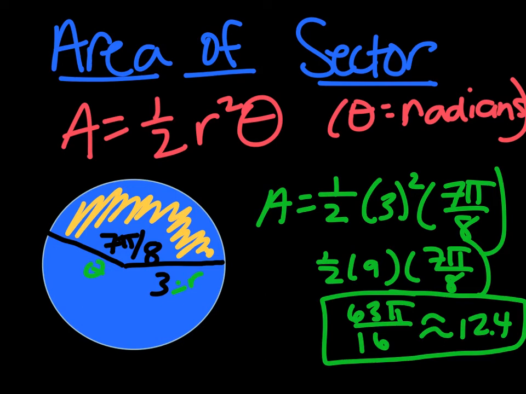Okay, so this theta takes into account, if you know a circle is pi r squared, that you're basically doing part of it. You're doing 7 pi over 8 over 2 pi parts of it. So if you forget your formula for this, go back to your days of geometry and do pi r squared and figure out what fraction of the circle 7 pi over 8 over 2 pi is, and that will end up giving you the exact same thing.